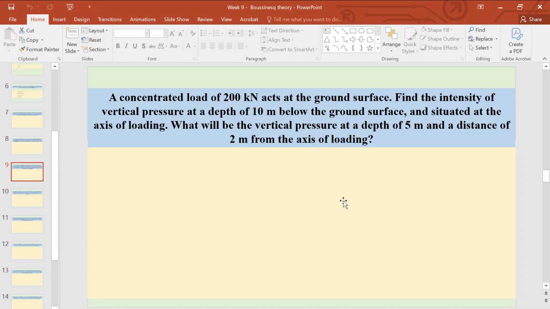So there are two parts. In the first part, we have to find out the intensity of vertical pressure when the depth is 10 meter and it is at the axis of loading. In the second part, same thing, you have to find out the vertical pressure at a depth of 5 meter, but here the distance from the axis of loading is 2 meter. There is a radial distance.